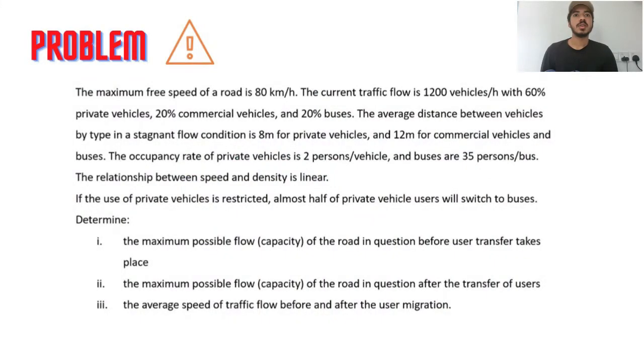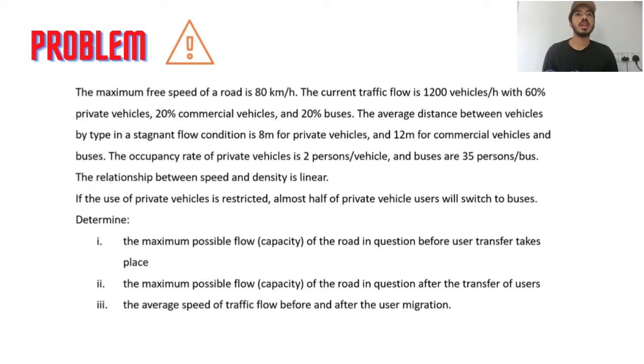The question is, the maximum free speed of a road is 80 km per hour. The current traffic flow is 1200 vehicles per hour with 60% private vehicles, 20% commercial vehicles and 20% buses. The average distance between vehicles by type in a stagnant flow condition is 8 meters for private vehicles and 12 meters for commercial vehicles and buses.